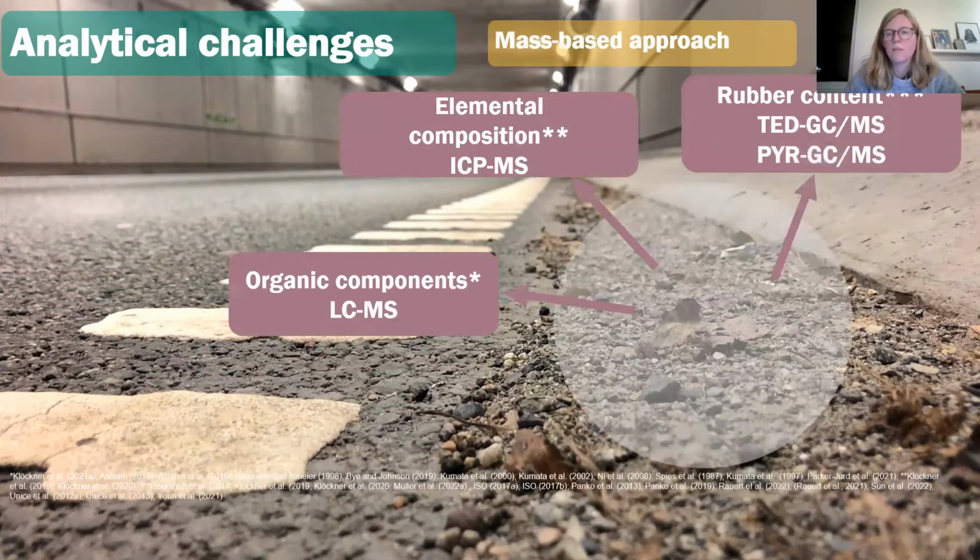And then we went on to the next approach, which would be then to look at the masses. That was what we did. We wanted to have a mass-based approach. So we tried out using ICP-MS, looking at different elements. We did not go for the organic components in this phase, but we went for pyrolysis GCMS. So that's what we invested in and decided to use.